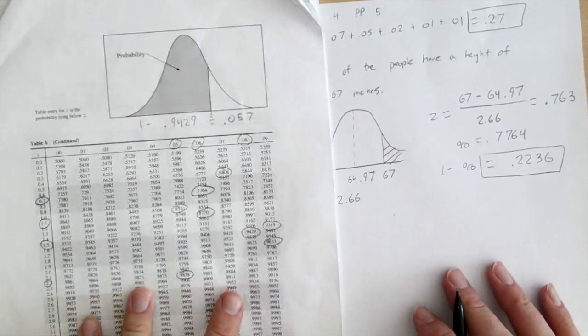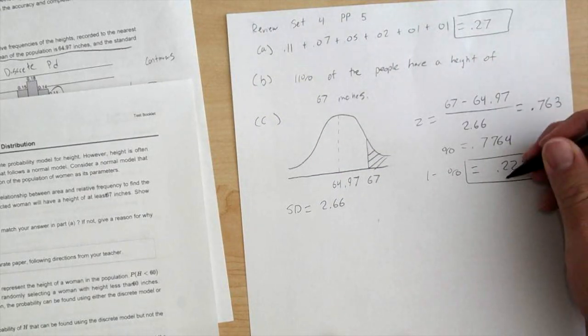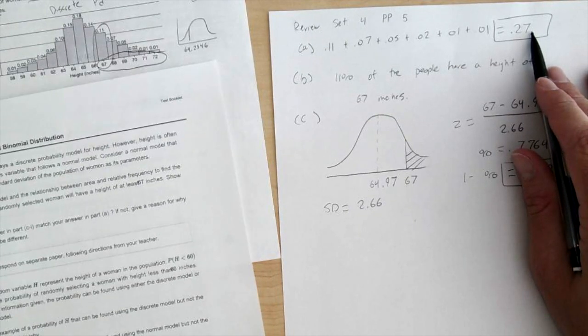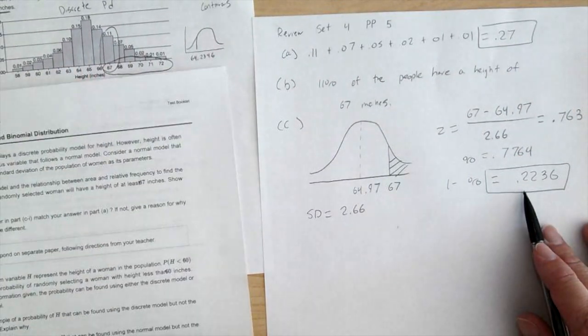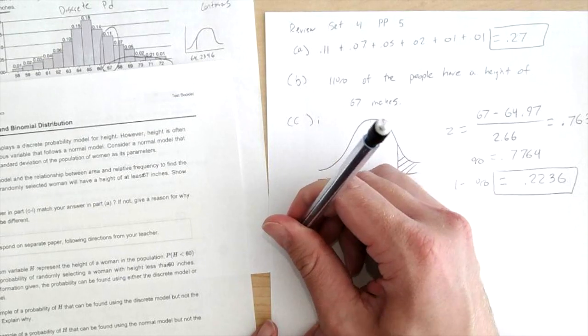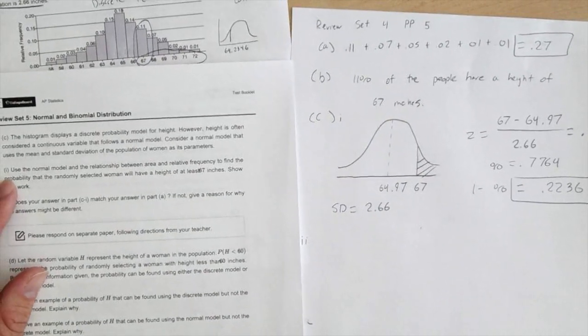Does that make sense? And actually, in my opinion, these are farther away than I would have liked them to be. This is using the graph here. It says it's 27%, and using the normal approximation, we get 22%. But that's what it's asking us to do, so that's fine with us. So that was part C, I, or I guess you call it I and double I.